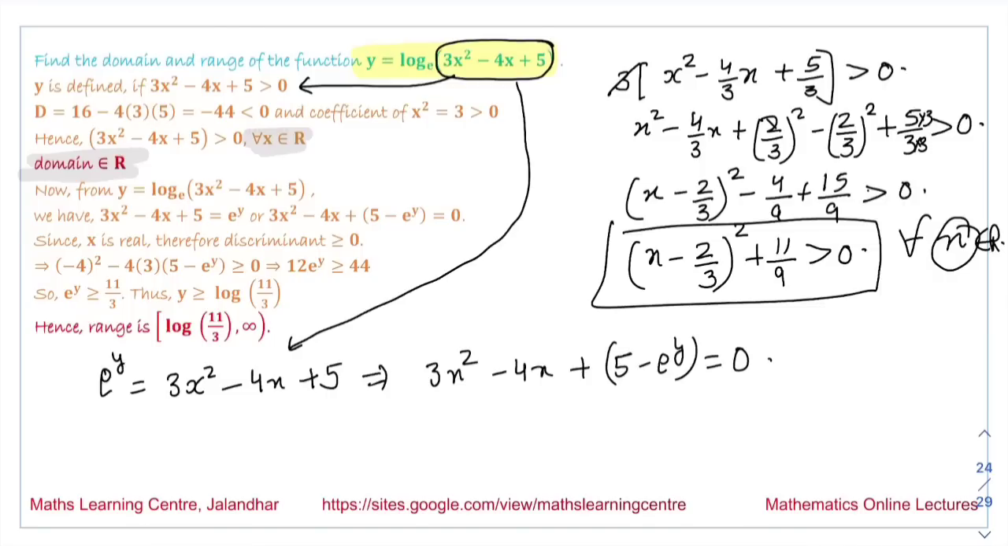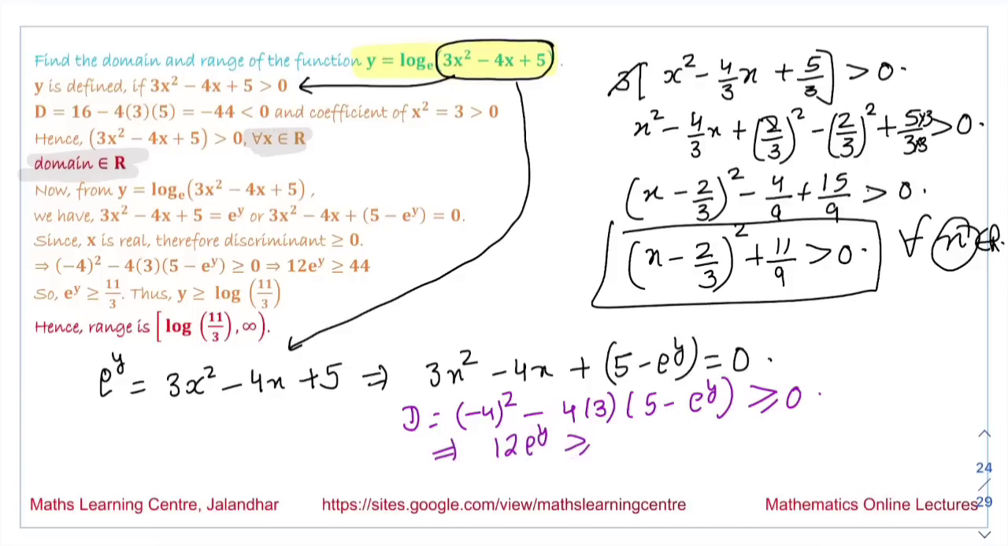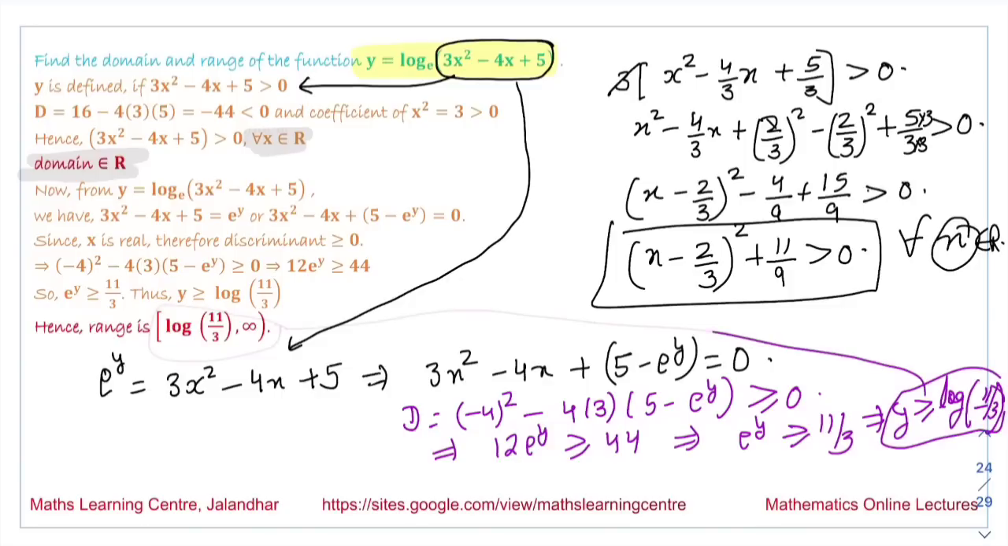So if we solve this equation, the discriminant we will have is equal to minus 4 square minus 4 into 3 into 5 minus e raised to the power y, and this should be greater than or equal to 0, and this gives us 12 e raised to the power y is greater than or equal to 44. So we get e raised to the power y is greater than or equal to 11 by 3, and this gives us the value of y is greater than or equal to log of 11 by 3. So this is the range set we have obtained, the interval closed from this side, log of 11 by 3 to infinity.